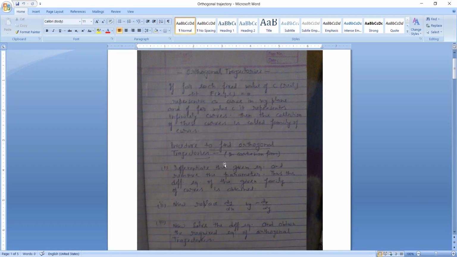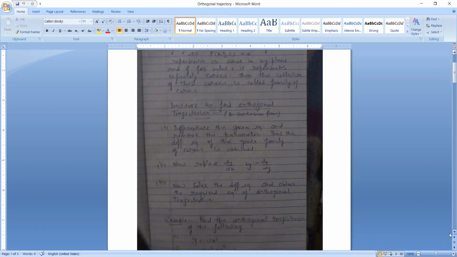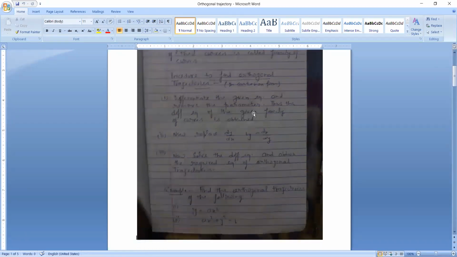Procedure to find the orthogonal trajectory in Cartesian form. First, differentiate the given equation and remove the parameter. Thus, the differential equation of the given family of curves is obtained. Second, now we replace dy/dx by minus dx/dy. Now solve the differential equation and obtain the required equation of the orthogonal trajectory.